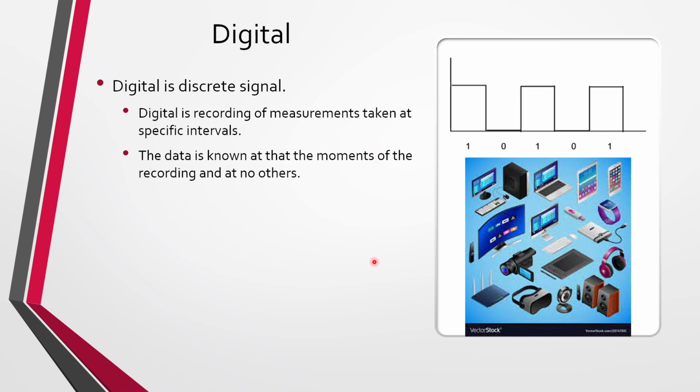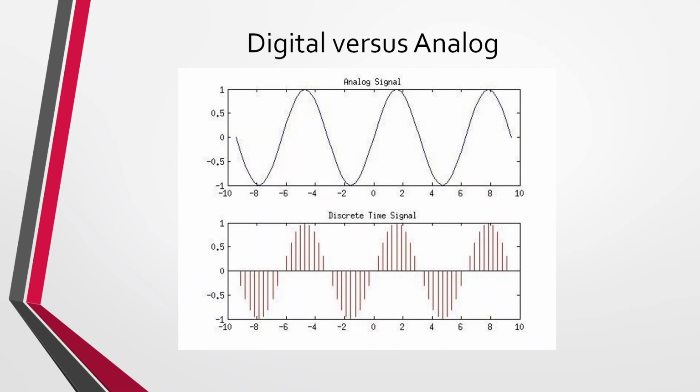Most everything in modern times is in a digital format. Computers, Bluetooth communications, TVs, camcorders, tablets and phones and all this stuff work in a digital format. Here's a look at digital versus analog. The same wave in analog and digital is represented here.